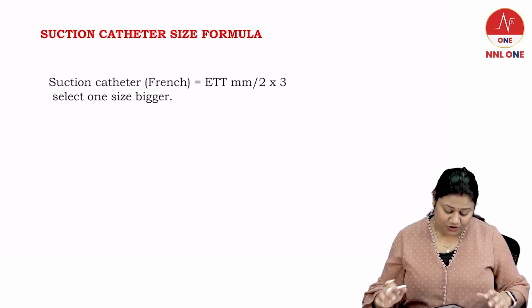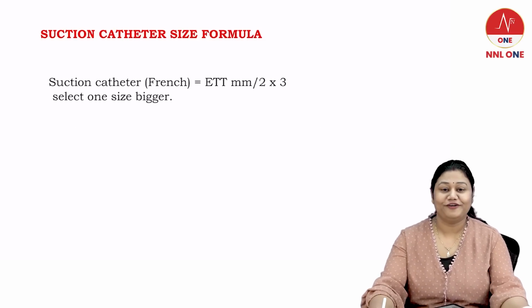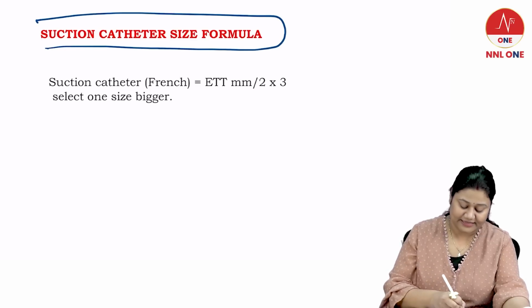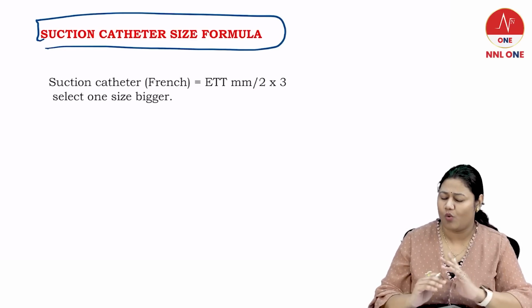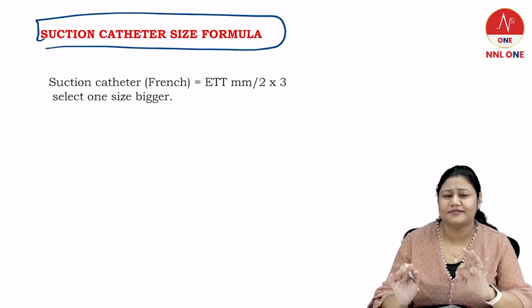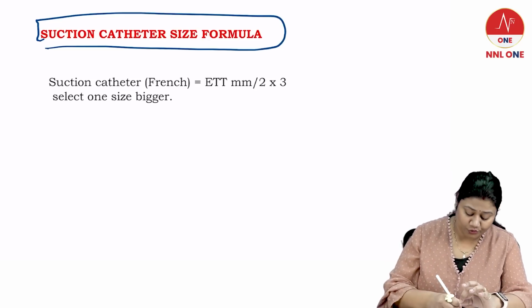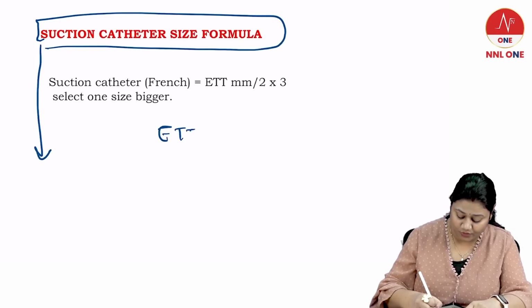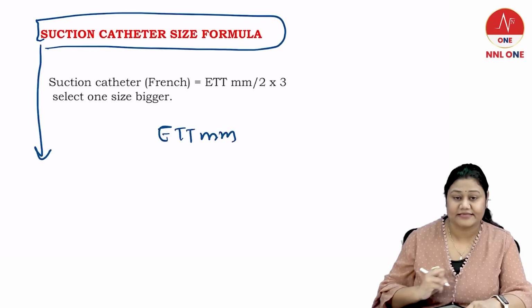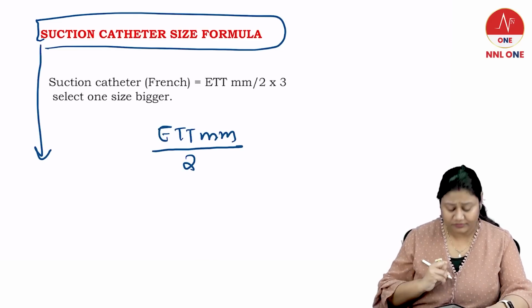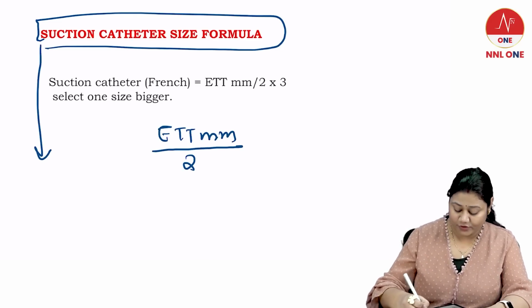Then next is your suction, the most controversial question. What is the size of suction catheter that one should select? So remember, there is only one formula, forget about the others. What is that formula? In order to rule out the size of suction catheter, you need the size of the endotracheal tube. Whatever size endotracheal tube you have, you have to divide it by 2.